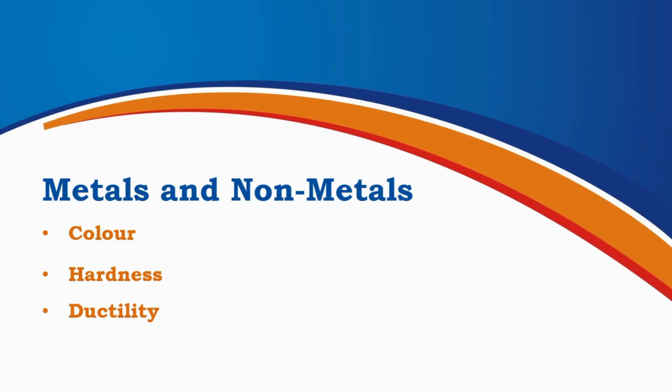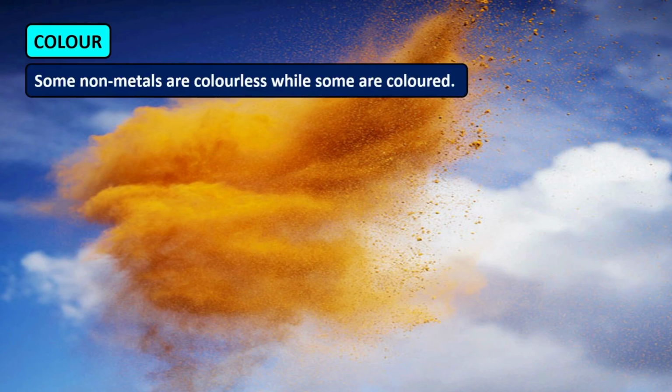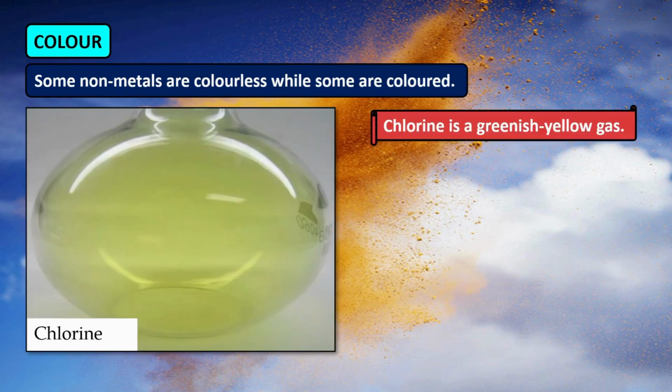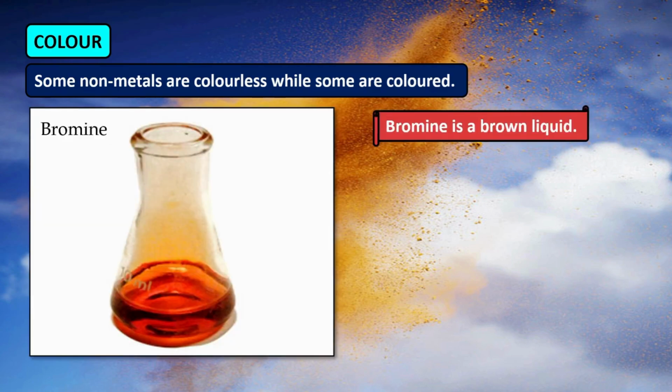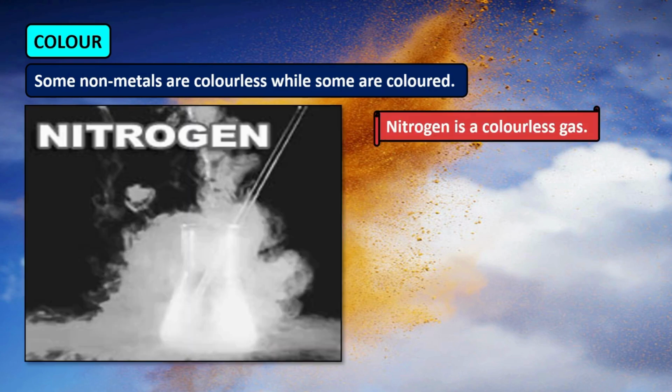Next properties: color, hardness, and ductility. Color. Some nonmetals are colorless while some are colored. Chlorine is a greenish yellow gas. Bromine is a brown liquid. Iodine is a violet solid. Nitrogen is a colorless gas.